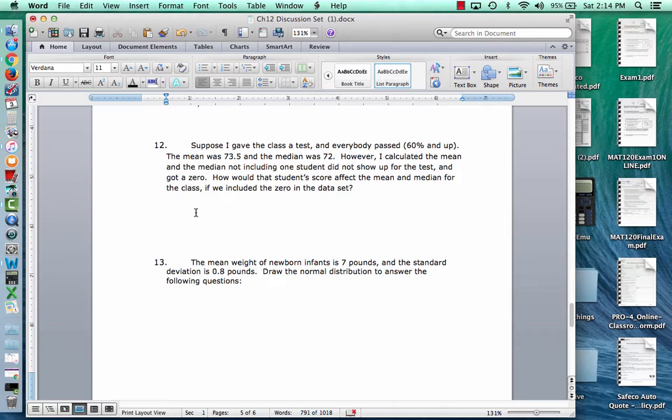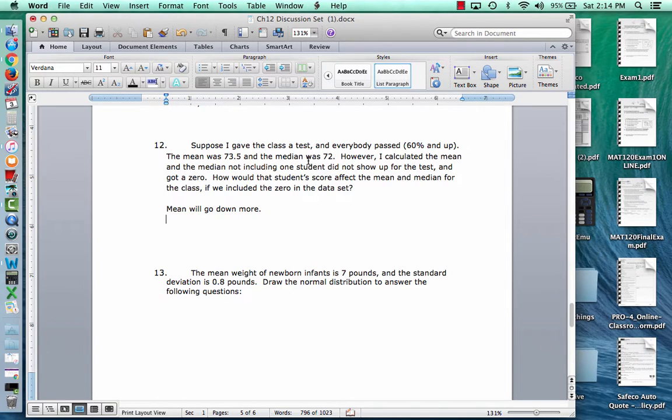Well, if I include the 0 in the data set, the mean will go down, not necessarily significantly, but more. When I add a 0 to the sum and then divide by one more value, it should bring the mean down because I didn't add anything in the numerator, but I'm dividing by another number. So the mean would go down into the 60s, I would bet. However, the median would pretty much be the same as 72.